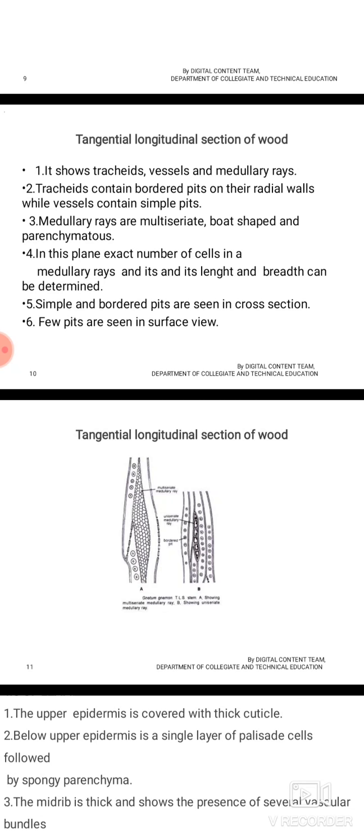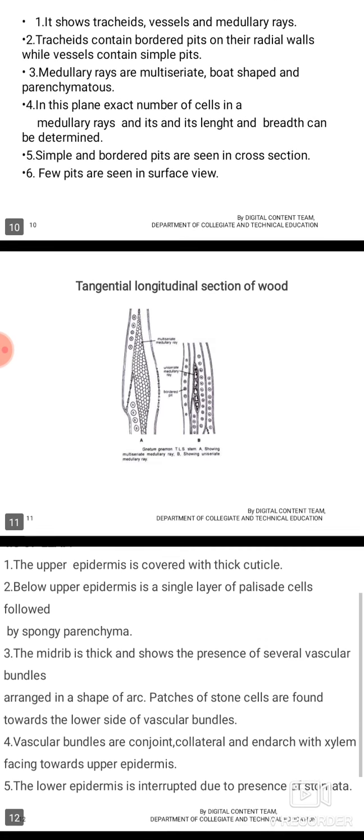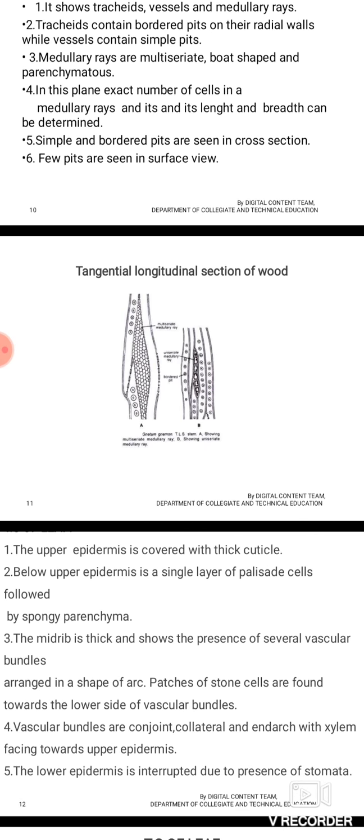Next, coming to the anatomy of leaf. The upper epidermis is covered with thick cuticle. Below upper epidermis is a single layer of palisade cells followed by spongy parenchyma. The midrib is thick and shows the presence of several vascular bundles arranged in shape of an arc.